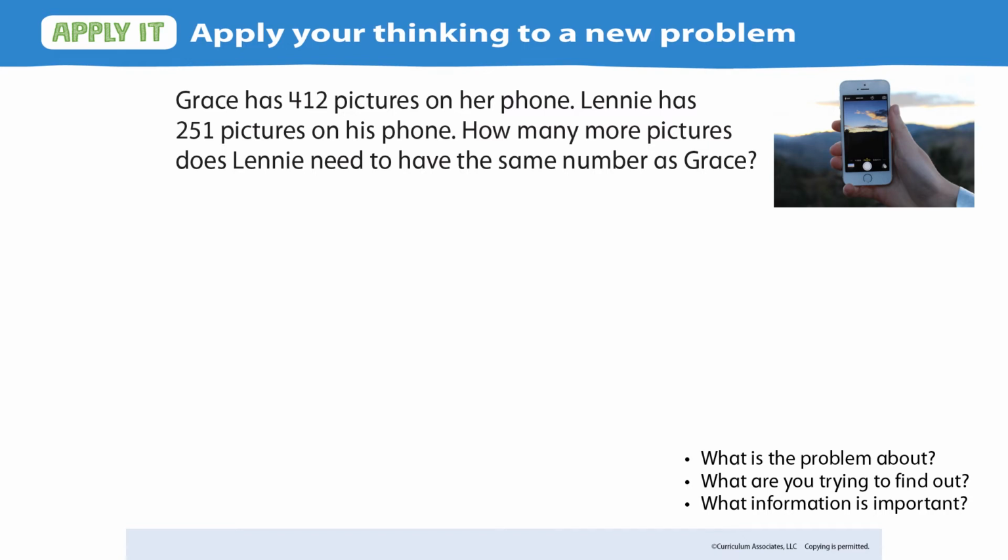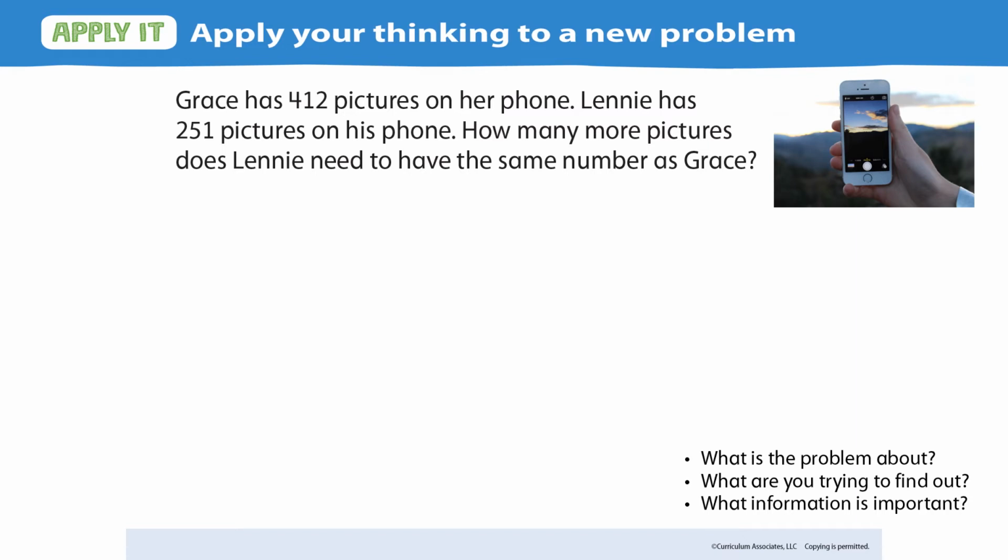So as we're thinking about this problem, you might have said to yourself, well, I know it's about pictures that people have on their phone. And I'm being asked to find out how many more pictures Lenny needs to have so he'll have the same number as Grace. Because I know that Grace has more. How do I know that Grace has more? Because the information tells me that.